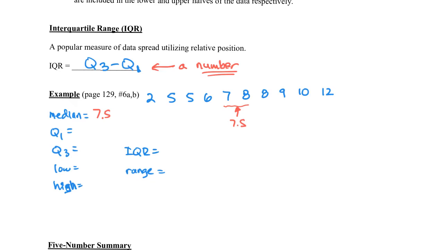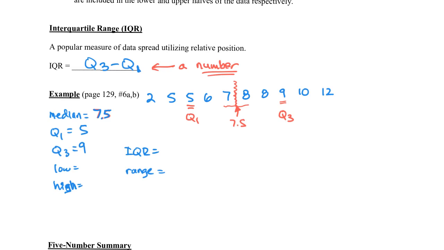So that divides us right here. The data are divided right there. So we've got the lower half of the data and the upper half of the data. For the lower half of the data, to find Q1, we have to find the median here. And this has a number right in the middle. Here's 5 right in the middle. That's going to be Q1. And then over here, we've also got one right in the middle. 9 is right in the middle. That's going to be Q3. So Q1 is 5. Q3 is 9.